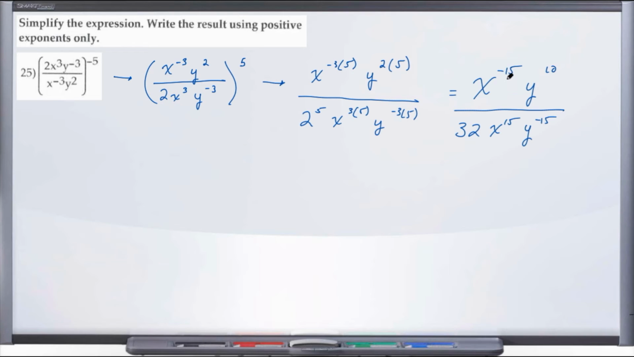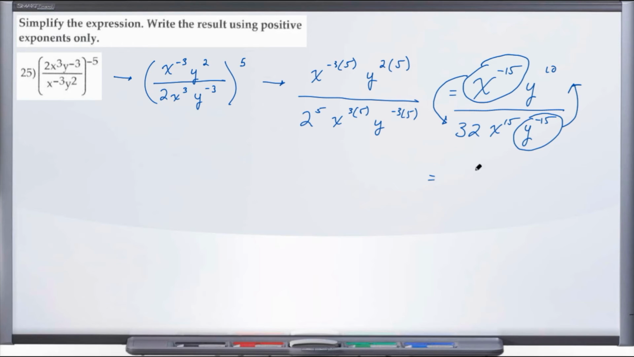And again, we can't have negative exponents. So we want to move these exponents. And in this case, since the negative exponent of the x is in the numerator, we're going to take it and move it downstairs to the denominator. And here we have a negative 15 being applied to our y in the denominator. And so to change this into a positive exponent, we're going to move it upstairs. So we're just flipping some things around here.